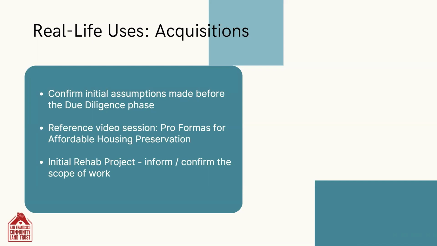Okay, back to the acquisition side. So if there is an initial rehab that's planned at the time of acquisition, then the CNA can inform or confirm the scope of work that's being wrapped into the rehab. Sometimes you might have forgotten that you need to include a bathroom rehab from one of the units. And so reading through the CNA can remind you of that additional scope that should be wrapped in immediately.